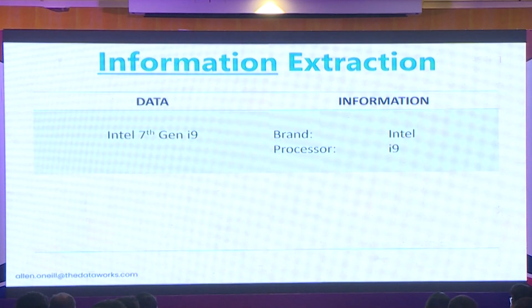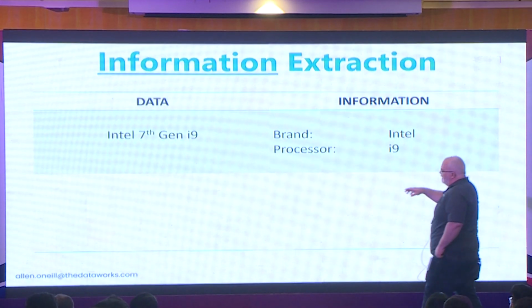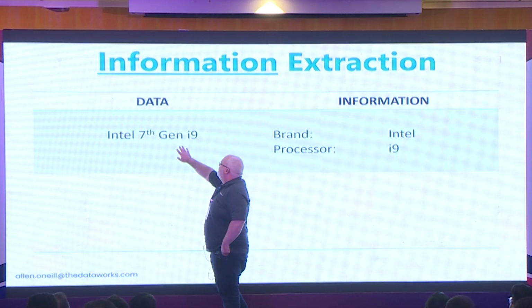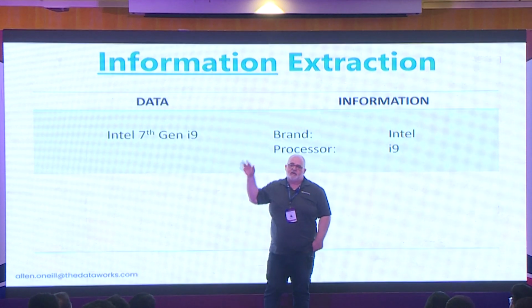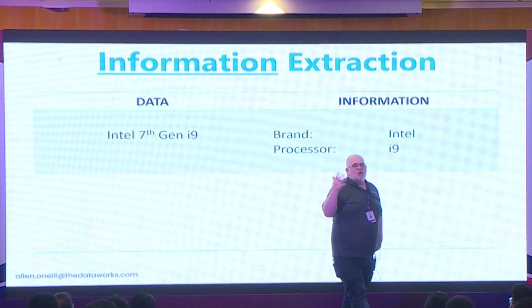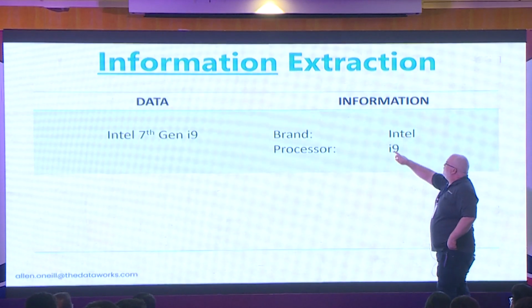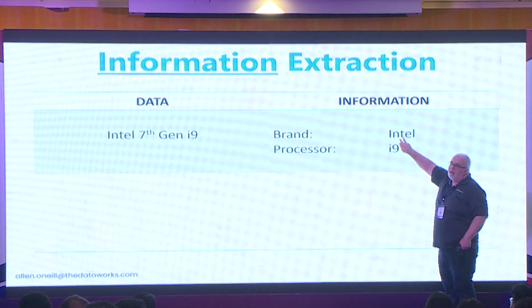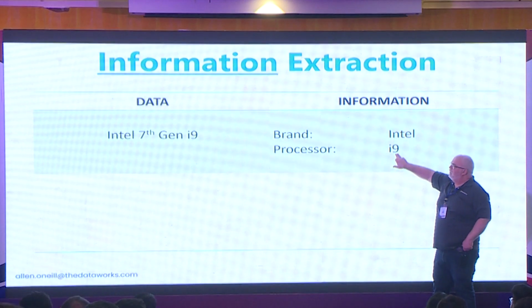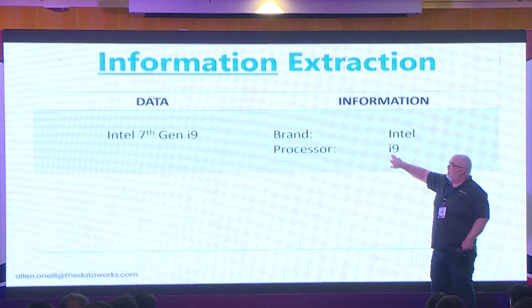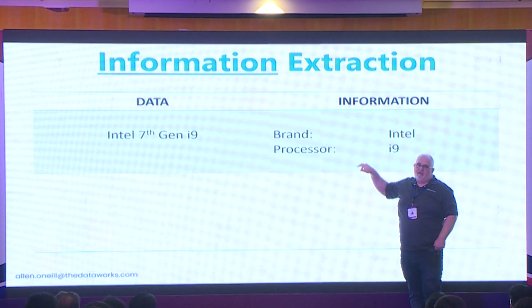So if we look over here, we can say data is Intel 7th generation i9. That's just data, okay? We don't know anything about that. But when we extract this, we can say the brand is Intel and the processor is the i9, okay? Or we might say the family is the i9 and the version is 7th generation.